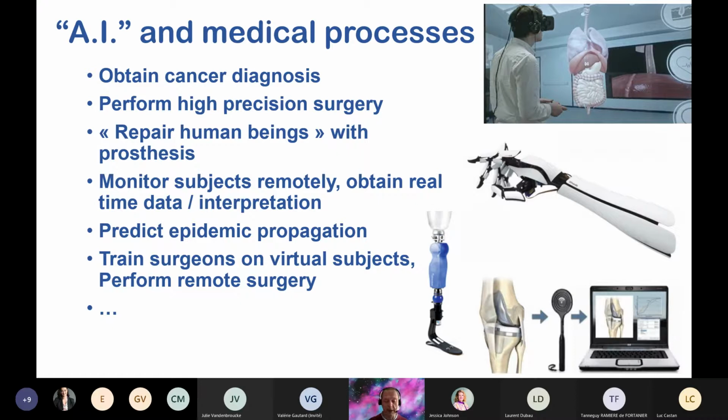Monitor subjects remotely. Obtain real-time data and interpretation. This could be done using the equivalent of RFID chips used to follow parcels forwarded by UPS and DHL. Predict epidemic propagation using data modeling and calculation, thanks to machine learning based on past experience. Google can predict the spread of an epidemic very well. Train surgeons on virtual subjects, perform remote surgery. This already happened. And this is very encouraging and shows some benefits we can obtain with AI.